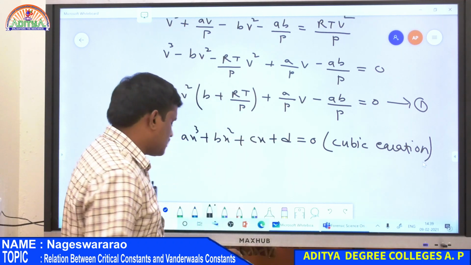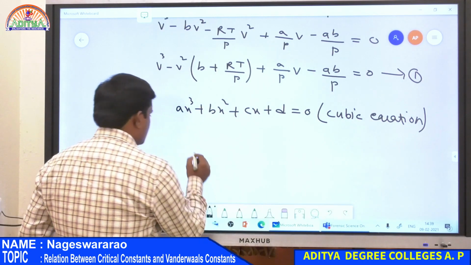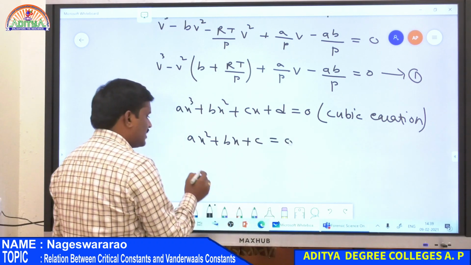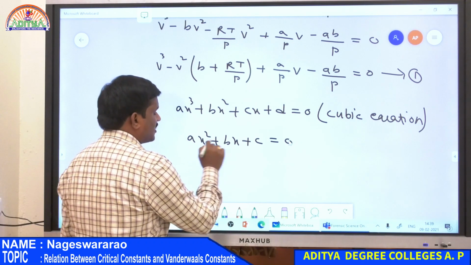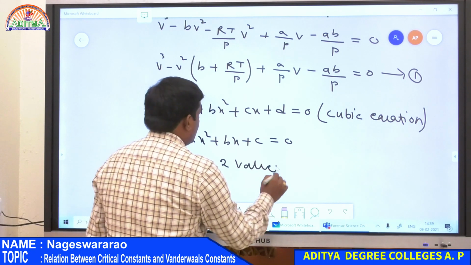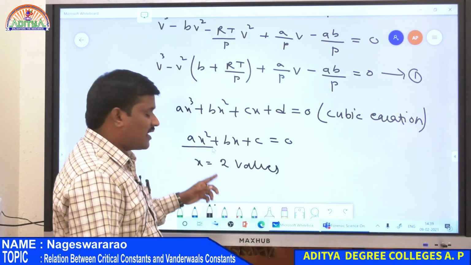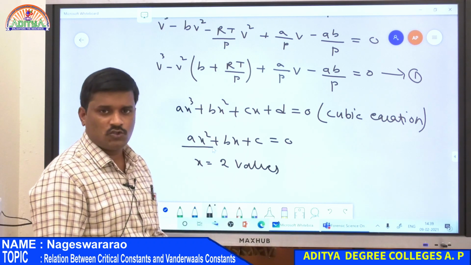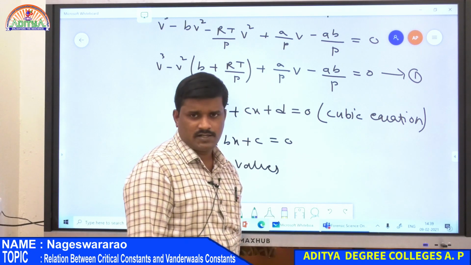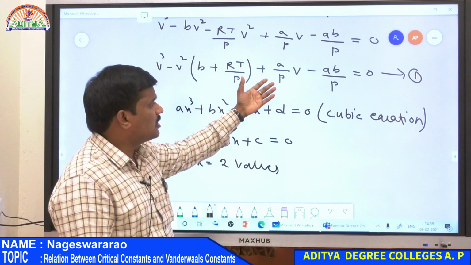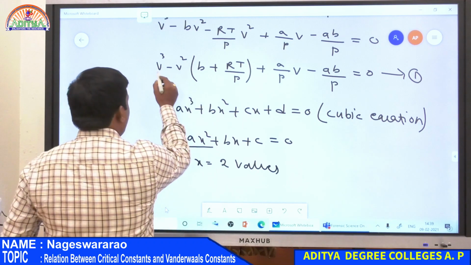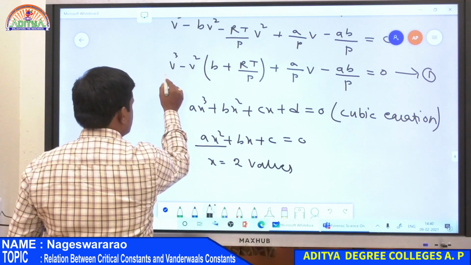So what is a cubic equation? If our equation is a second order equation, then it is ax square plus bx plus c is equal to 0. It means it is a second order quadratic equation where x has two values, because here in ax square the order of x is 2, it means it has two values. Similarly here in this equation we have V cube, V square, V and a constant term. Therefore this is a third order cubic equation, it has 3 values. Therefore there are 3 volumes in this equation.